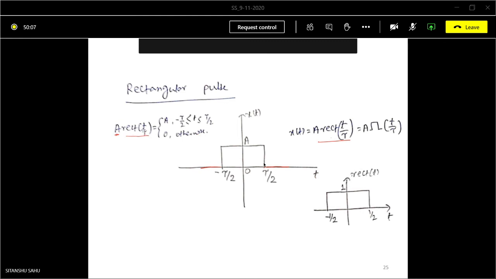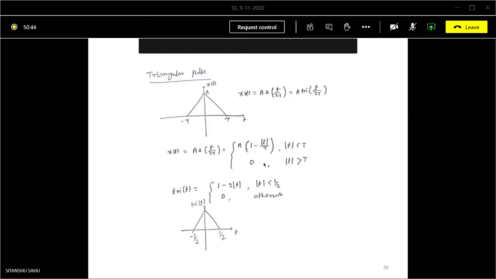Since A is multiplied here, the amplitude is A. Otherwise, if no amplitude is multiplied and it is only a simple rect(t/tau), then the amplitude will be 1, and its value extends from minus tau by 2 to tau by 2. So this is the rectangular function defined in a mathematical equation.